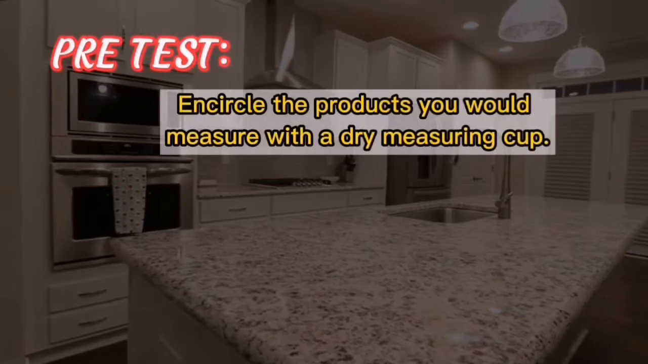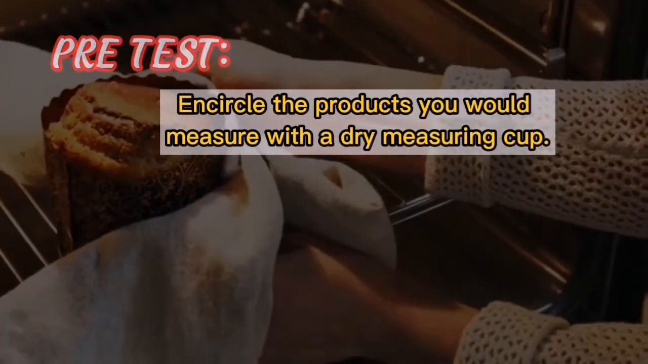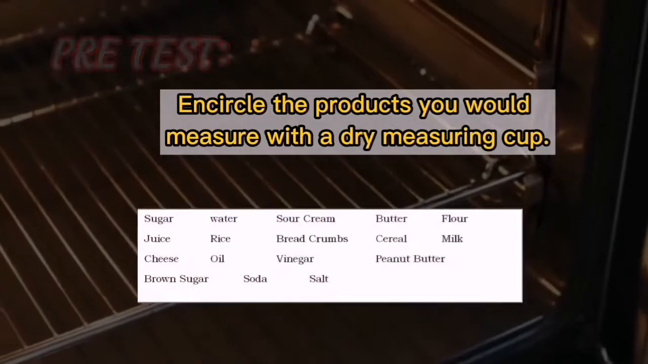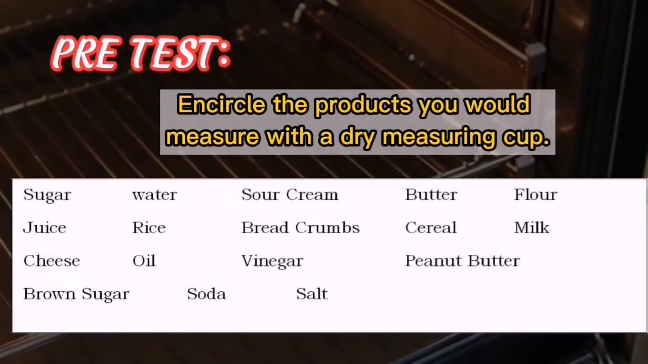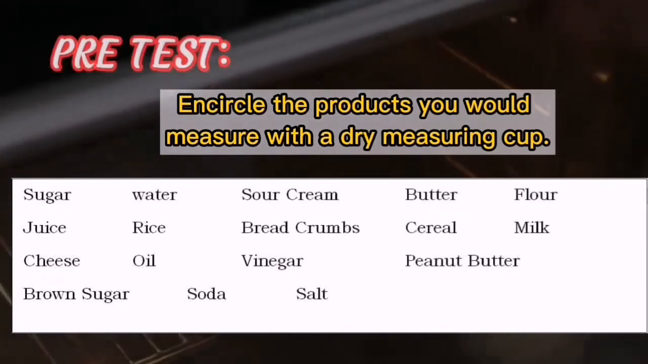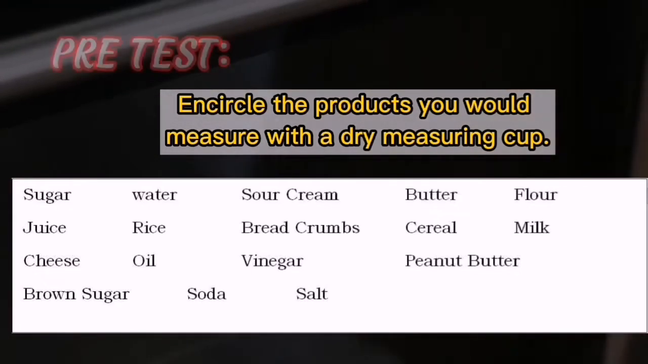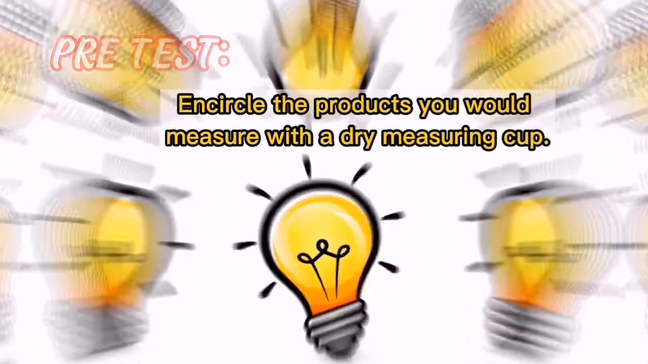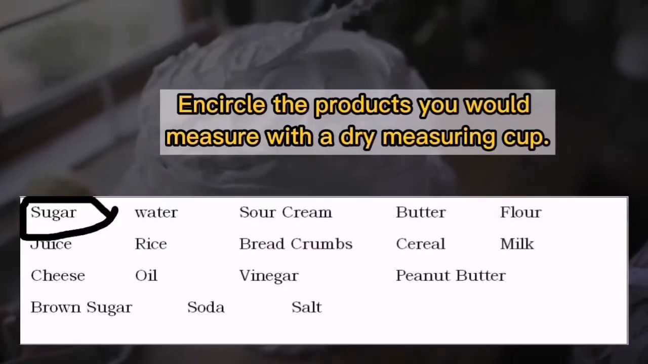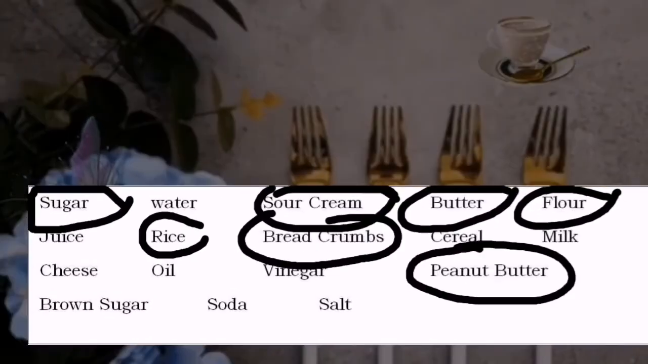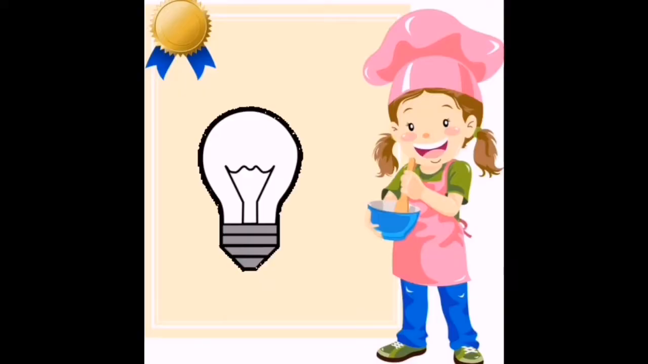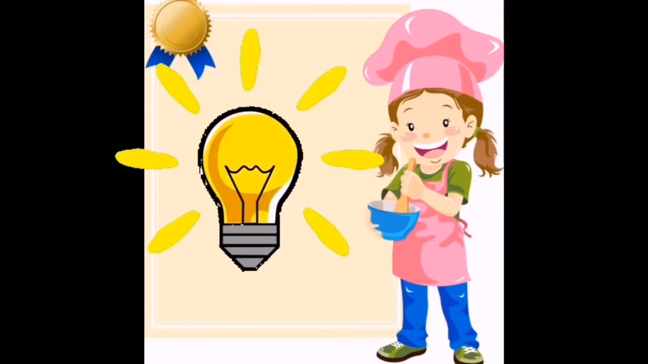Let's start with a pretest to check your prior knowledge about the topic. You will encircle the products you would measure with a dry measuring cup. You can now pause this video and write your answer in your ICT notebook. Let us now check your answers. If you encircled sugar, sour cream, butter, flour, rice, breadcrumbs, peanut butter, and brown sugar, you are correct. If not, well, don't worry because this video will help you understand the lesson well.